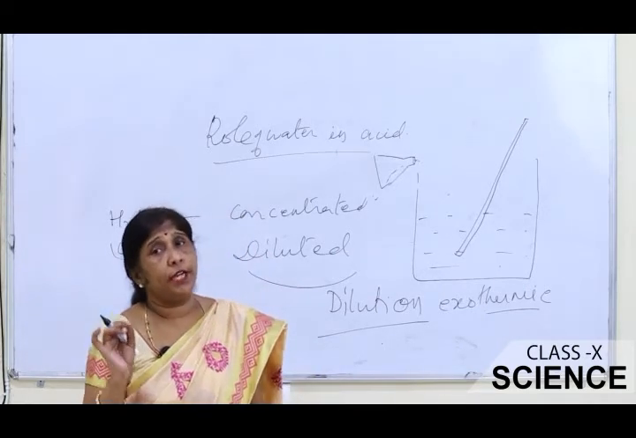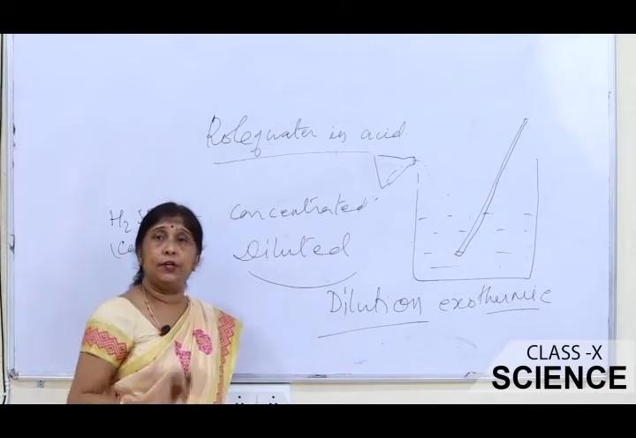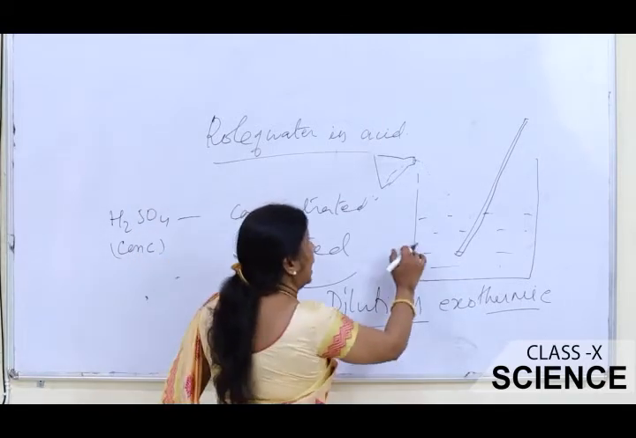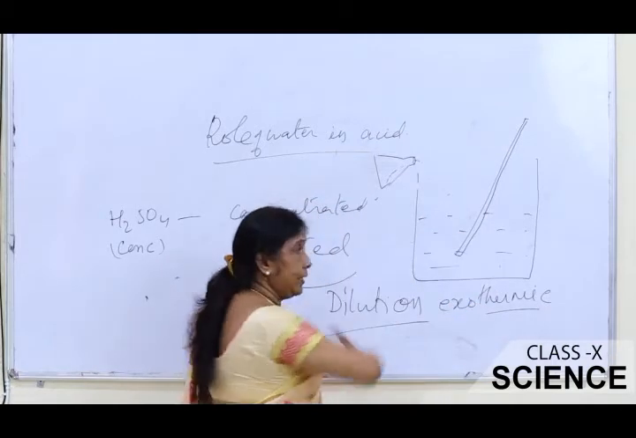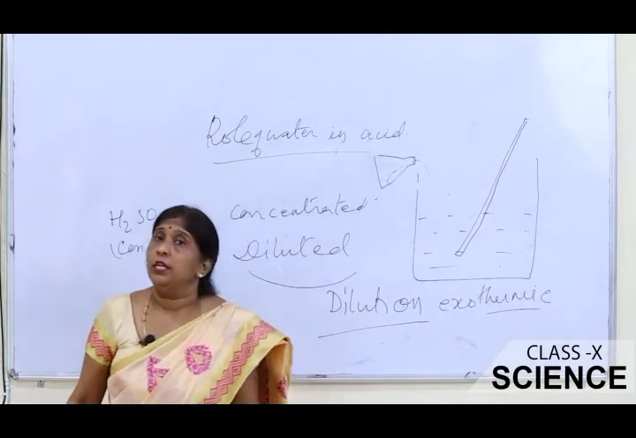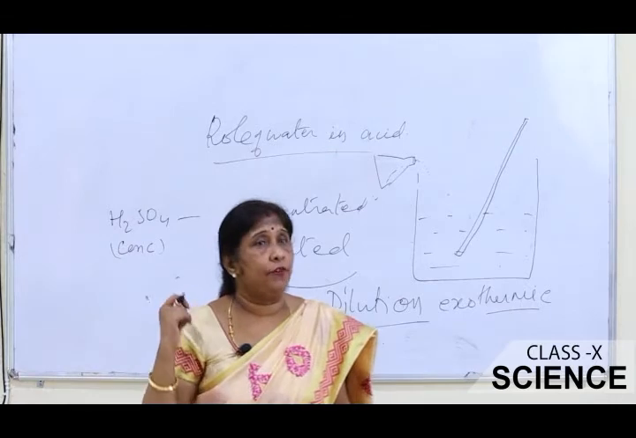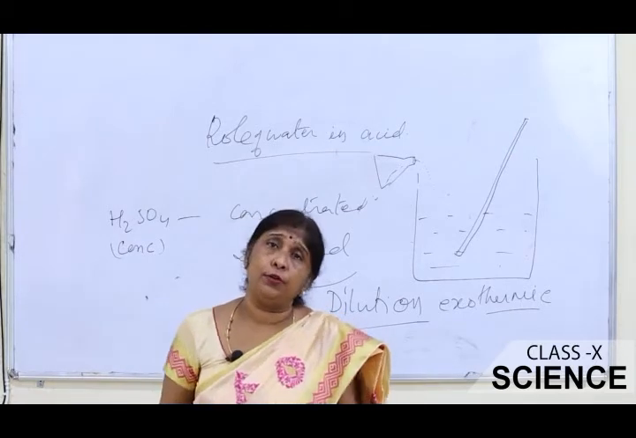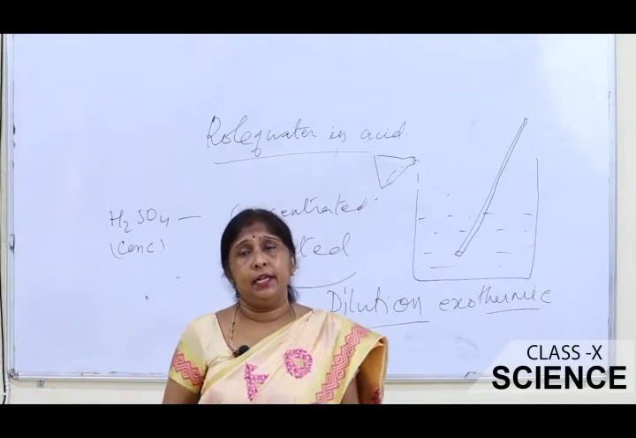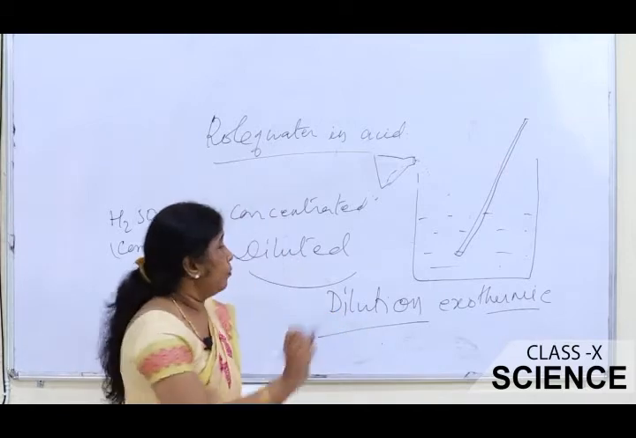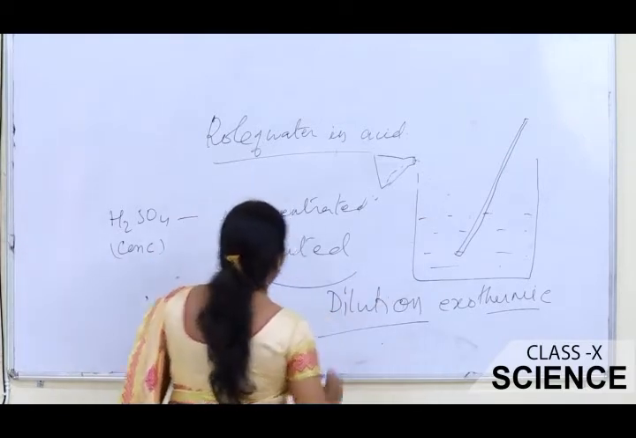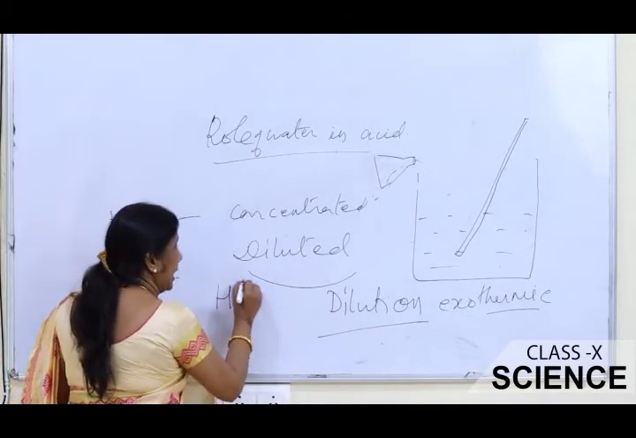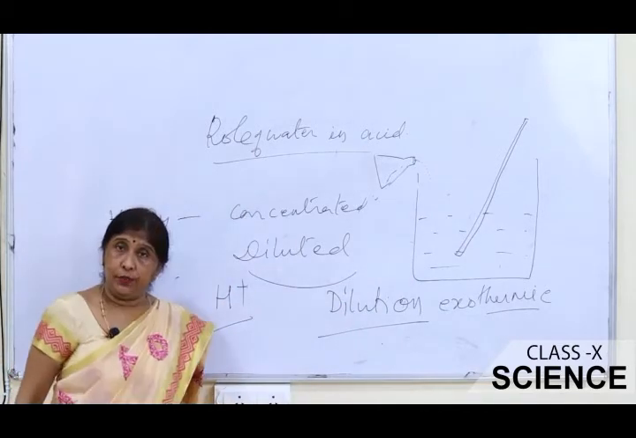So dilution is a very important process. While diluting an acid, we should add acid into water and not water into acid, right? So this is regarding the dilution of acid. Now what is the effect of dilution? If we dilute an acid, then what will happen to the H plus ion concentration? See here, when we dilute an acid, the H plus ion concentration will be reduced, right?